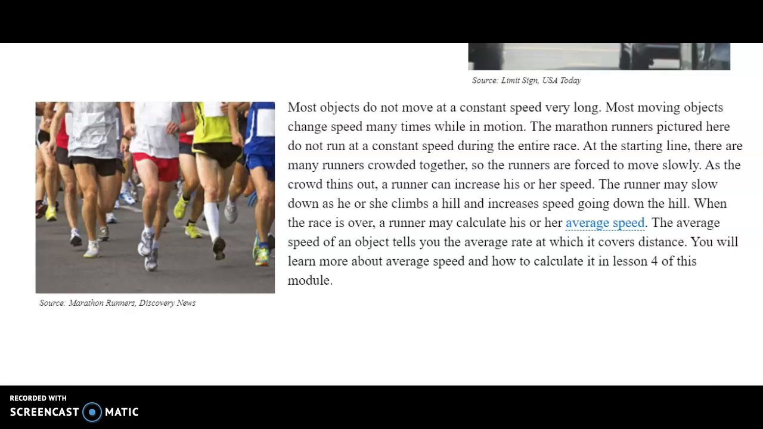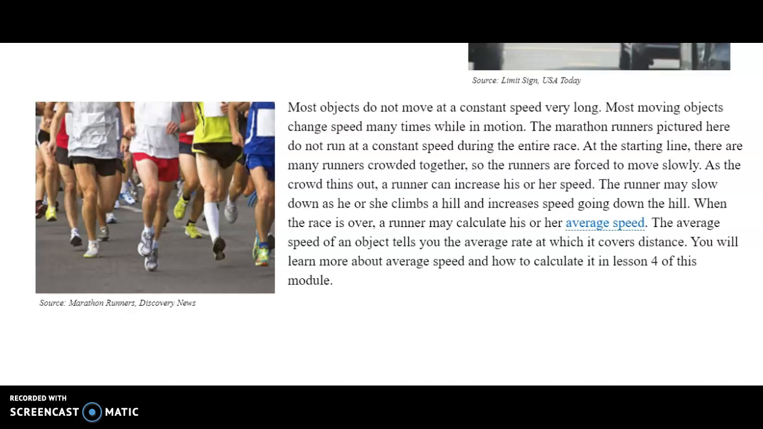The marathon runners pictured here do not run at a constant speed during the entire race. At the starting line, there are many runners crowded together, so the runners are forced to move slowly. As the crowd thins out, a runner can increase his or her speed. The runner may slow down as he or she climbs a hill and increase speed going down the hill.